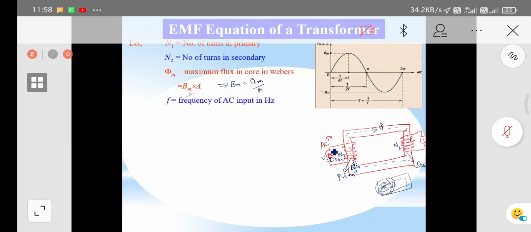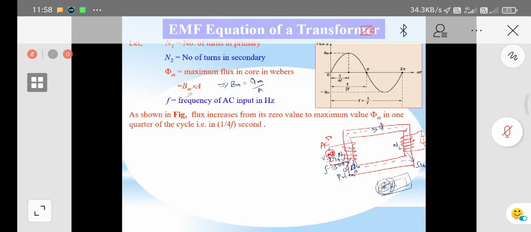This is the frequency. We are taking the frequency as 50 Hz for the supply side, the frequency of AC input in hertz. In order to get the EMF equation of a transformer, we have to know all these parameters.